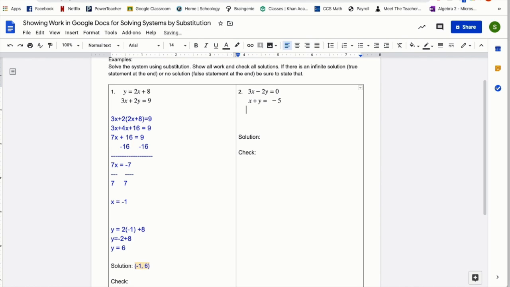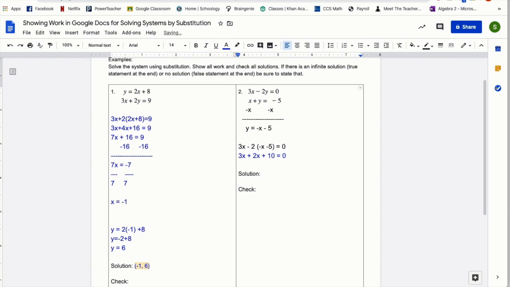The way I'm going to show that, I'm going to hit the space bar a couple of times. I'm going to subtract x from both sides. So I'm going to subtract x from there, subtract x from here. Remember, to get that horizontal line, I just hit the dash key. Hit enter. y equals negative x minus 5. Now I have something that I can sub in. So I'm going to go into my first equation, 3x minus 2 parentheses negative x minus 5 equals 0. Be careful when you're distributing that negative. But I get plus 2x plus 10 equals 0.